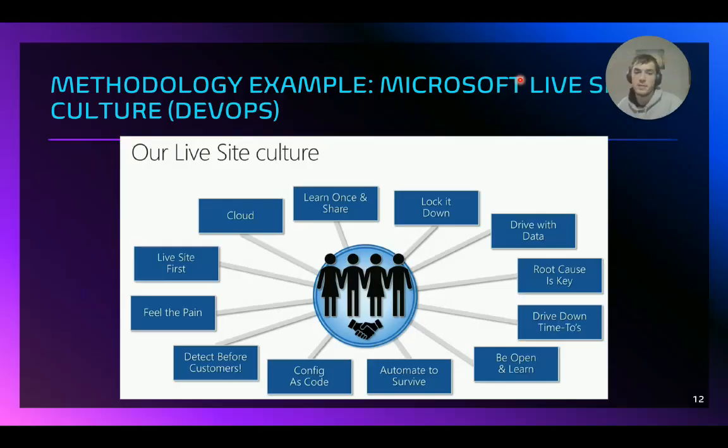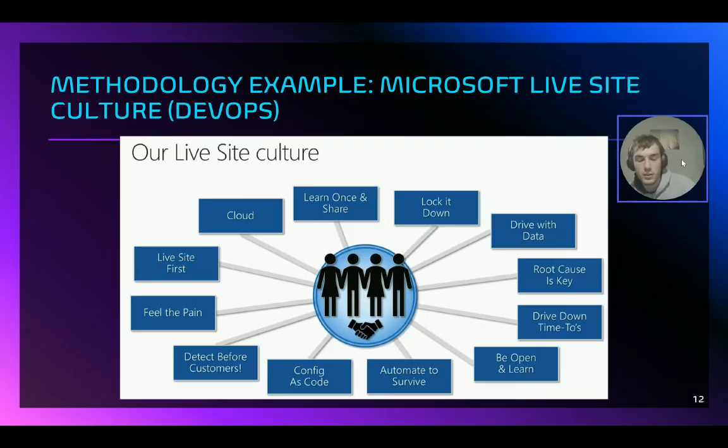So let's look at an example of methodology in practice. We'll look at Microsoft's live site culture. So this is referring to products that are being used by users actively rather than like a Microsoft Word release. But it gives us an insight into a particular instantiation of DevOps. So you can see here some of the crucial aspects of DevOps represented in this diagram. For instance, drive with data and automate to survive. DevOps relies heavily on these automations to deliver key boosts in efficiency.